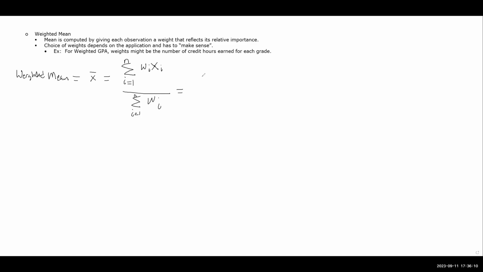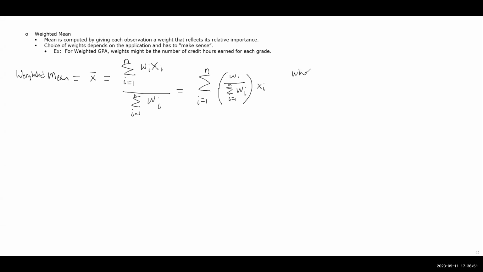Another way of writing this out is the sum, i equals 1 to n, of wi over the sum of wi, i equals 1 to n, times xi. These two formulas are identical mathematically, just two different ways of presenting it. One says, you know what, I should write out what these things are.